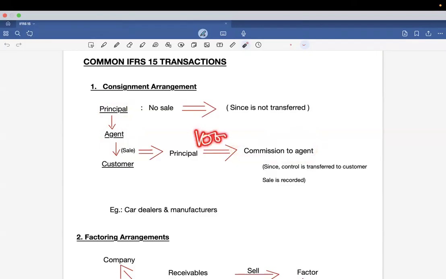So suppose there are 10,000 goods, right? You have sold and 10% is your commission. So the remaining 9,000 is a liability that you have to pay back to the principal. Understood? Yes. Understood. 1,000 would be your revenue in this case. Okay. The most common scenario is the car dealers.